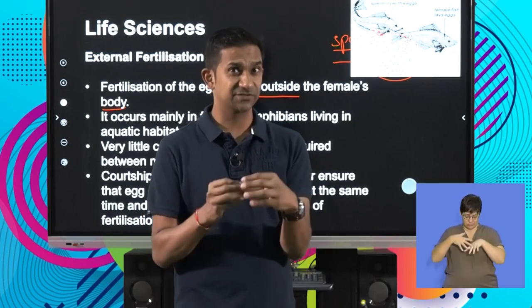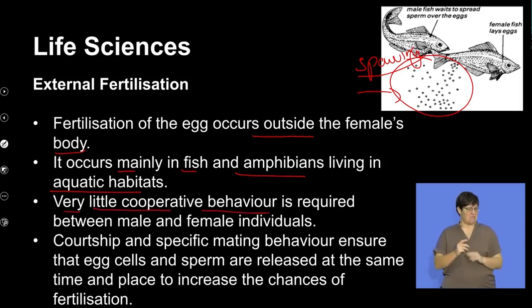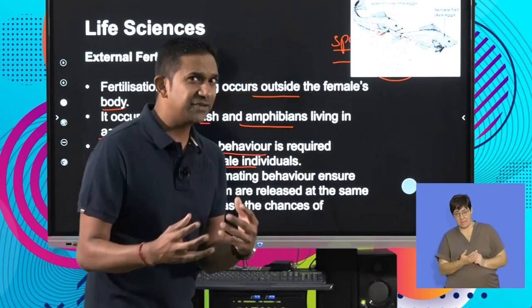So let's try and understand this, that external fertilization mainly occurs in fish and amphibians that are aquatic, essentially living in water. There is very little cooperative behavior that is required between the male and the females. There is often some degree of courtship indicating readiness to mate, but it doesn't get very elaborate.